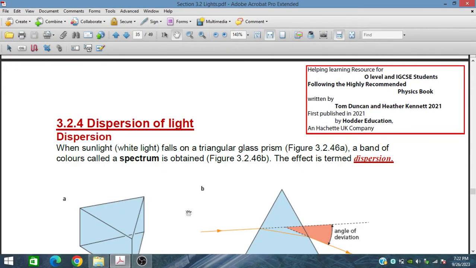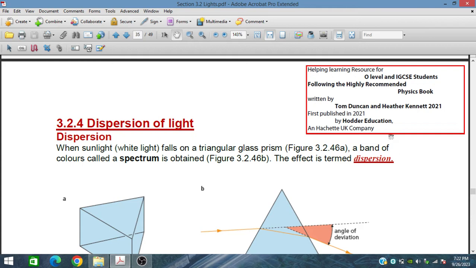Bismillah Rahman Rahim. In this session, we will discuss dispersion of light from the O level and IGCSE physics book written by Duncan and Heather Kennett and published by Hodder Education.